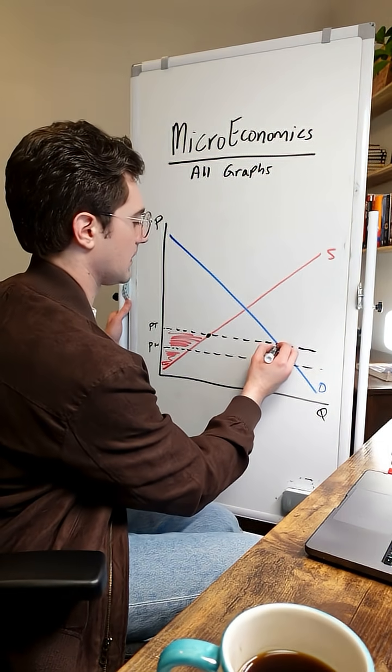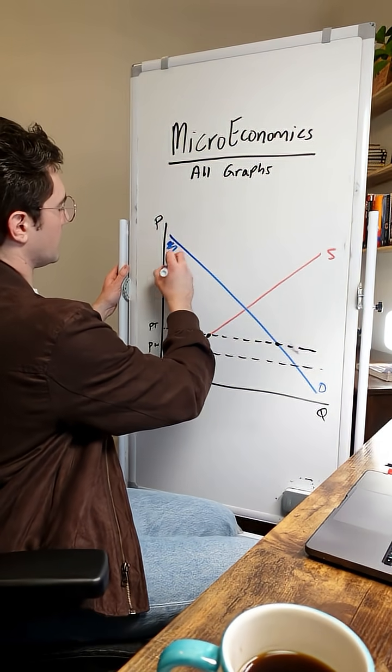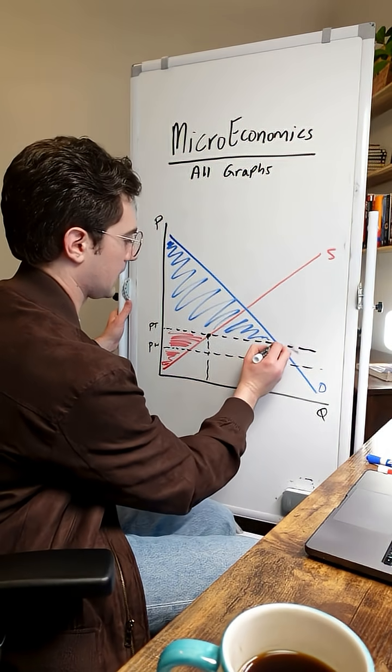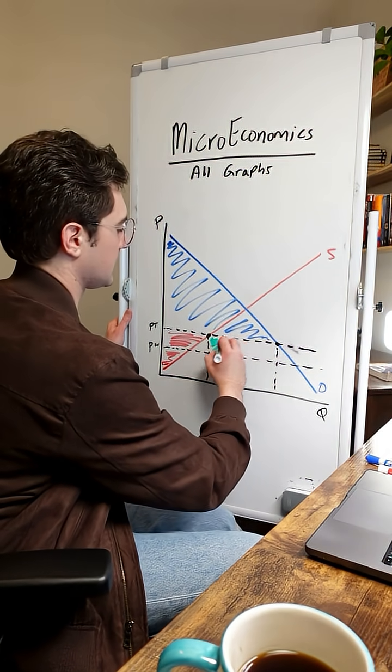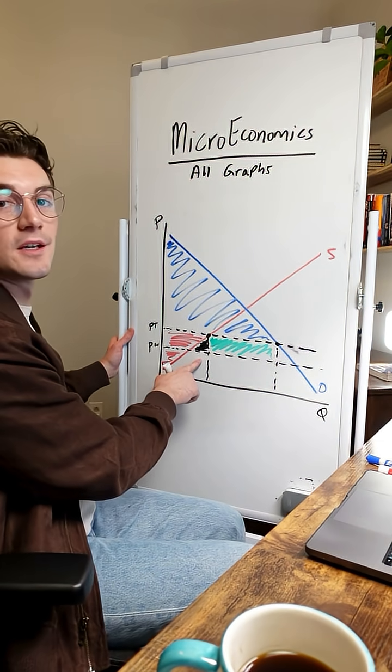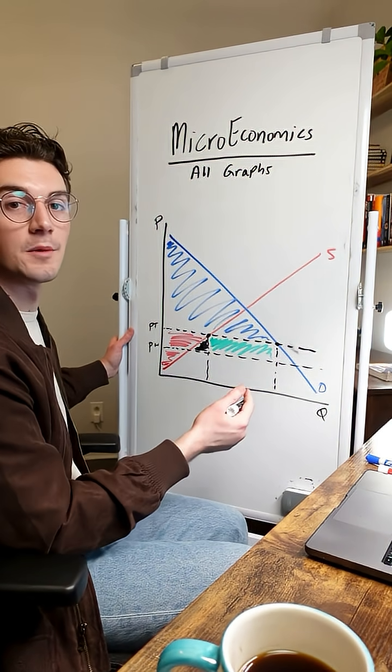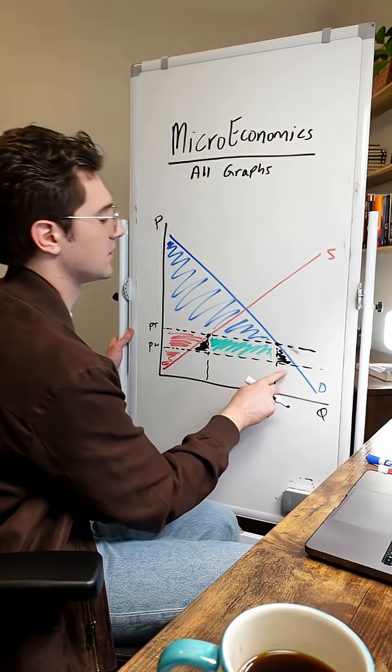Consumers are going to demand this many units, resulting in this triangle here of consumer surplus. And then this rectangle right here is going to be the government's tariff revenue. And this little triangle right here is the production loss, a form of deadweight loss. And this one right here is consumption loss.